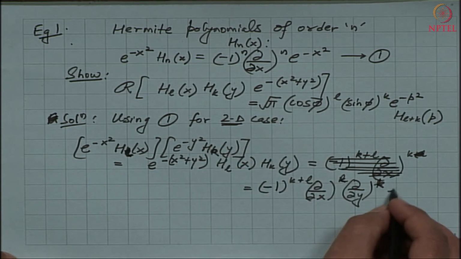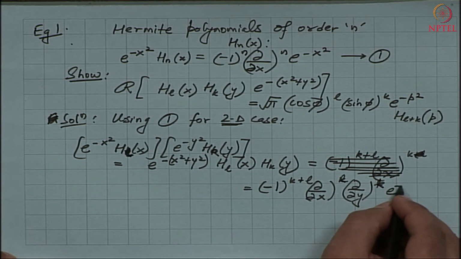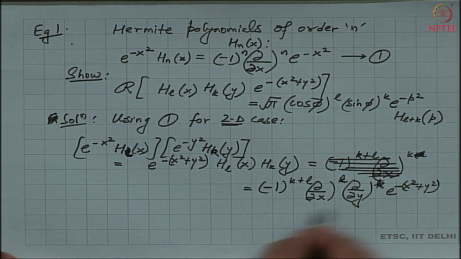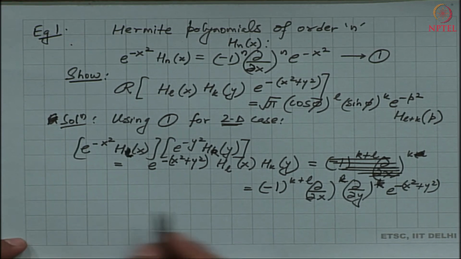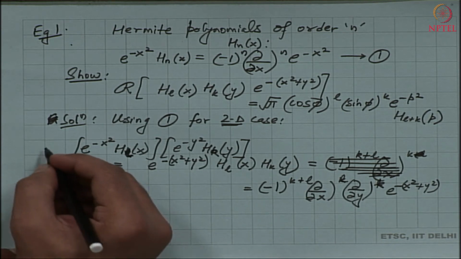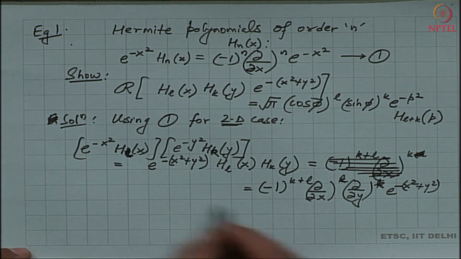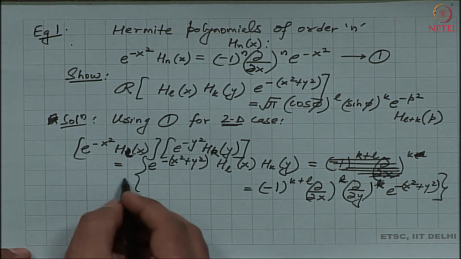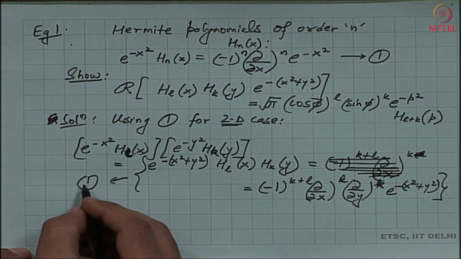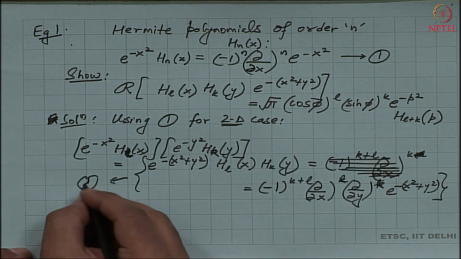So, I have e to the power minus (x square plus y square). Okay. So, notice, let us see what happens. Now, I am going to take the Radon transform of the left hand side. Let me look at this expression. I have already defined it as 1, so let me call it as 2.